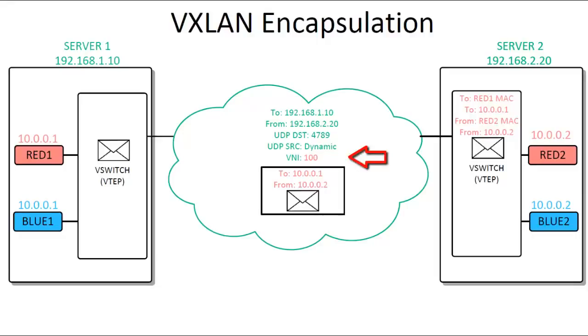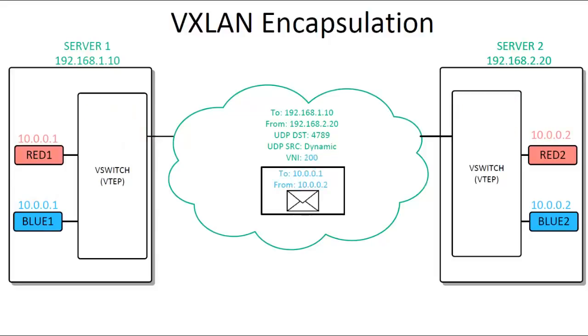In the VXLAN header, there is also a VNI with a tag of 100, which identifies one of the red tenant's virtual networks. The underlay network only looks at the outer headers, so it gets this VXLAN packet over to the VTEP on server 1. There the outer headers are stripped, and the original packet from Red 2 is forwarded on to Red 1, again with the VMs having no knowledge of the encapsulation process required.